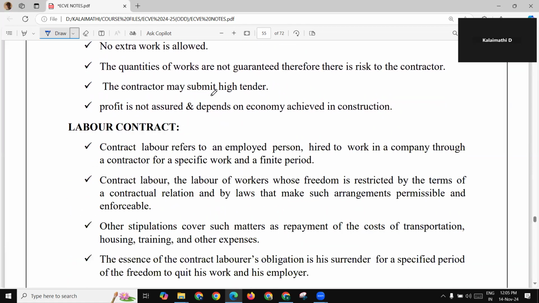No extra work is allowed. Contractor may submit high tenders. So profit is not achieved. This much only profit, this much only loss. We can't achieve here. And it depends on economy achieved in the construction.